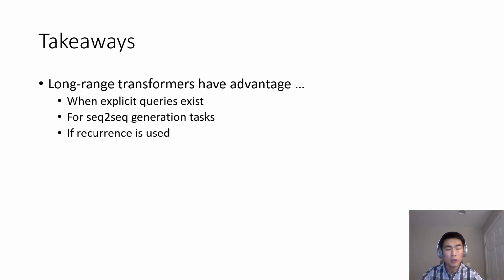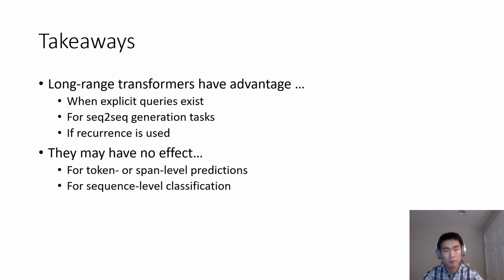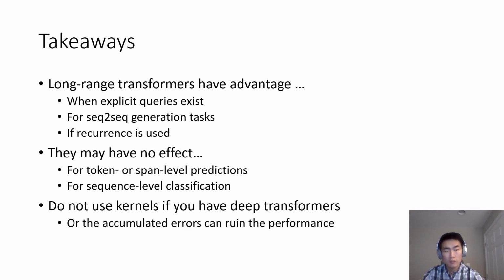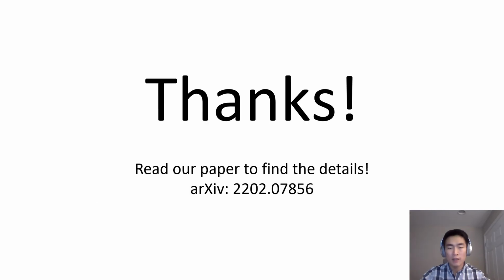As a conclusion, we have some takeaways. Based on our experiments, we believe that long-range transformers have advantage when explicit query exists, or for sequence-to-sequence generation tasks, or if the recurrence is used. They could have no effect for the token or span level predictions, or for the sequence level classifications. We strongly advise the practitioners not to use kernels if you have deep transformers, or the accumulated errors can ruin the performance.